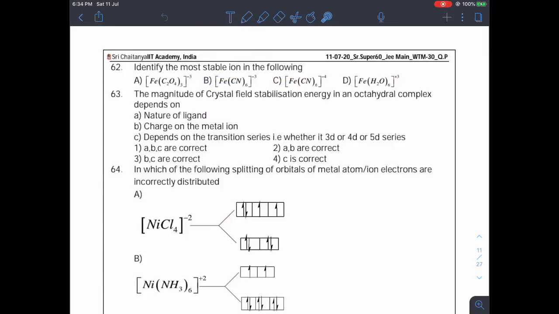Now moving to the next question. The magnitude of the crystal field stabilization energy in an octahedral complex depends on. So it is asking about CFSE dependence. So yes, it depends on the nature of the ligand. It depends on the charge on the metal ion. Yes, it depends on the transition metal series, whether it is 3d, 4d, 5d. It depends on all of these. So the correct answer will be all of A, B, C are correct.